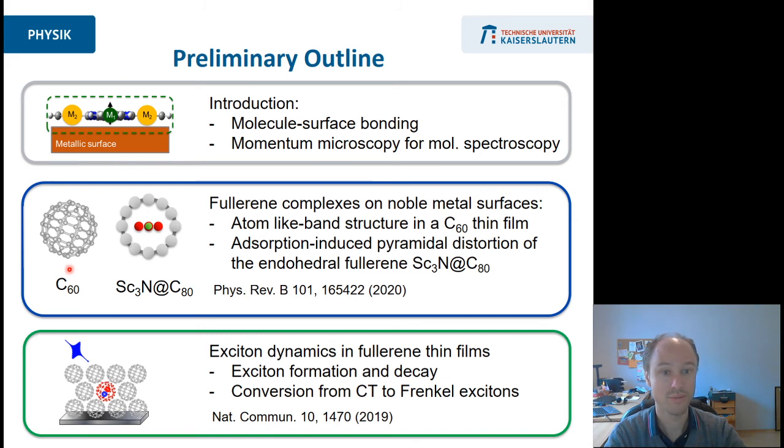I will also go a step further and discuss the electronic properties of endohedral fullerene complexes where we have a carbon cage, in this case C80, which encloses a small group of atoms, which in this case are three scandium atoms that are coordinated to a nitrogen atom. And I will show you how we can use momentum microscopy, or photoemission electron microscopy operated in momentum space, in order to demonstrate that on surfaces this inner cluster of atoms can be severely influenced by charge transfer.